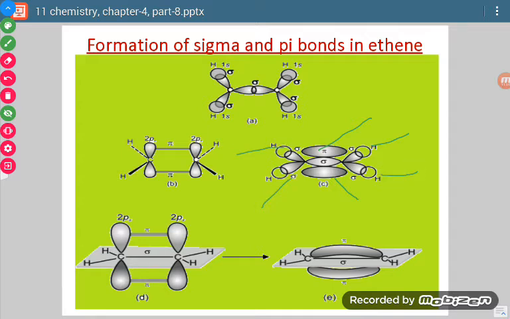Now how do we represent it? These sigma bonds all lie in the same plane. And the pi bond that is formed has its electron cloud above and below the plane. So this and this represent the pi electron cloud.